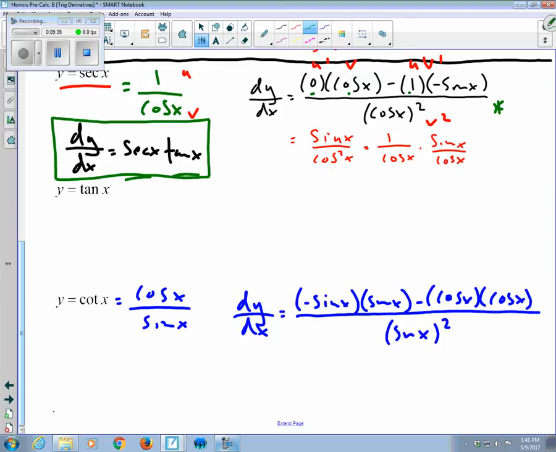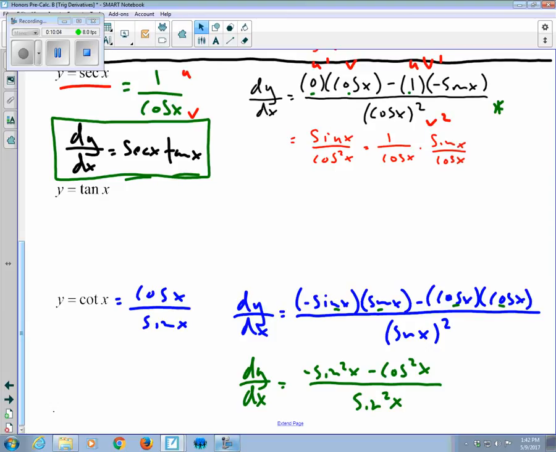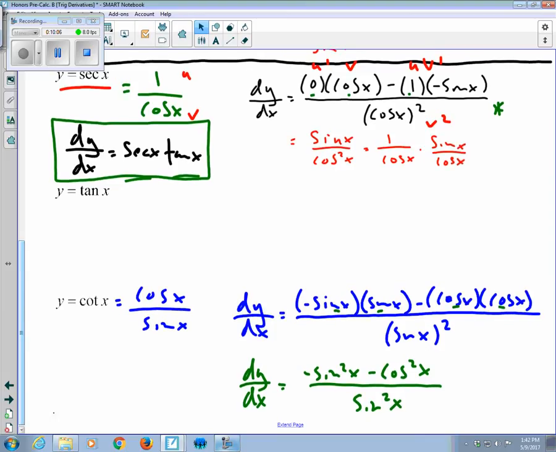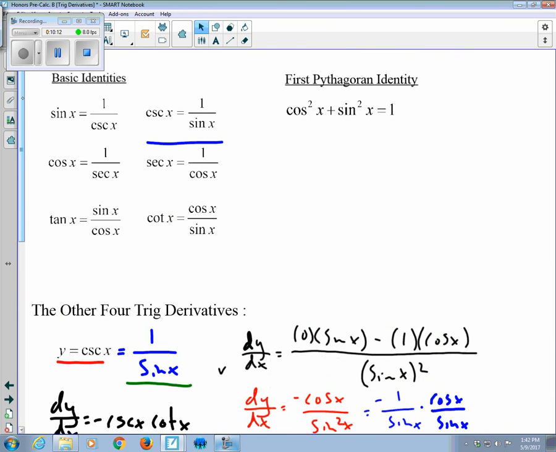All right, so now we want to simplify this. We've got sine times sine, which gives us sine squared, and cosine times cosine, which gives us cosine squared. So immediately we can say we've got dy dx equals negative sine squared x minus cosine squared x over sine squared x. Now we don't immediately have the Pythagorean identity, because we've got negative sine squared x minus cosine squared x, and the Pythagorean identity involving sine and cosine says cosine squared x plus sine squared x equals 1.